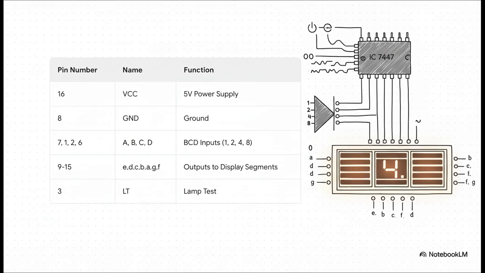It's pretty straightforward. Pin 16 gets our 5-volt power. We call that VCC. Pin 8 goes to ground. Simple enough. Now, the really important ones for us are pins 7, 1, 2, and 6. These are our 4 inputs where we'll send our binary code. And finally, pins 9 through 15 are the outputs that connect right to the 7 segments on our display, telling them when it's their turn to shine.